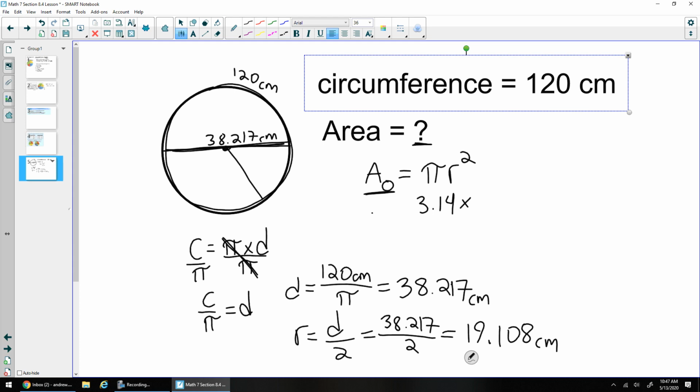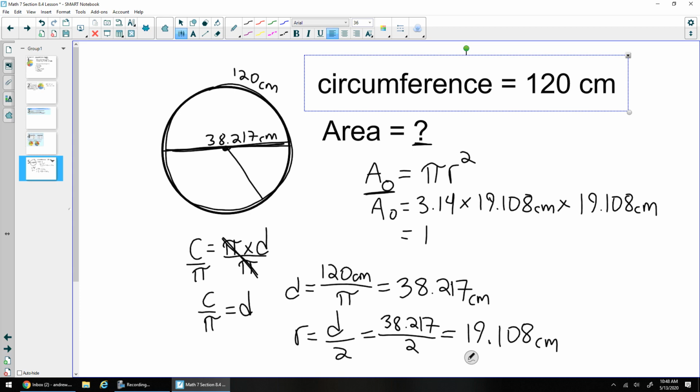So if that's my radius, now I can put it into my area equation. My area is equal to pi, 3.14, times my radius, 19.108 centimeters, times radius again. R squared is radius times radius, 19.108 centimeters. Take my calculator. You are definitely allowed to use your calculator in this unit. 3.14 times 19.108 times 19.108 gives me this big number.